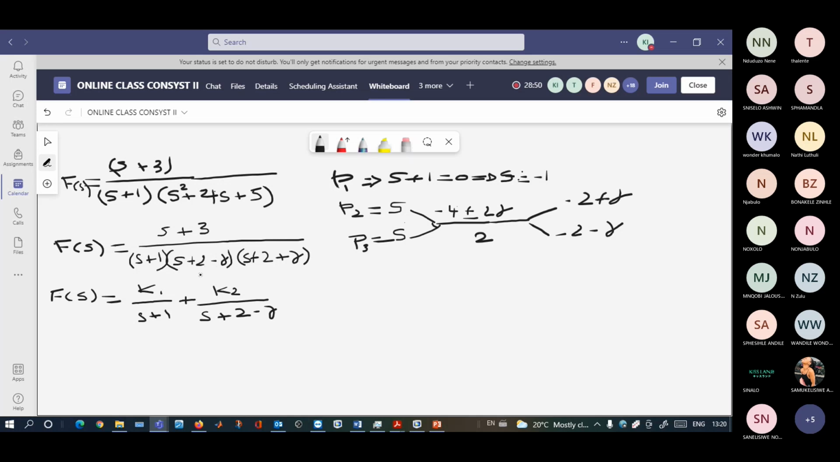We talk about conjugate complex numbers when their real part is the same.